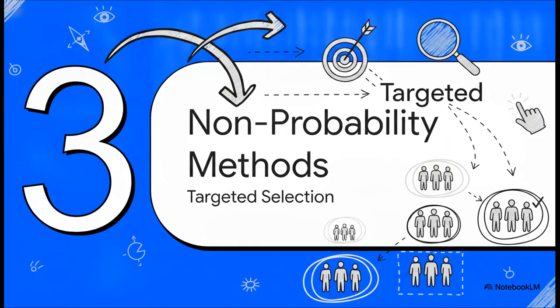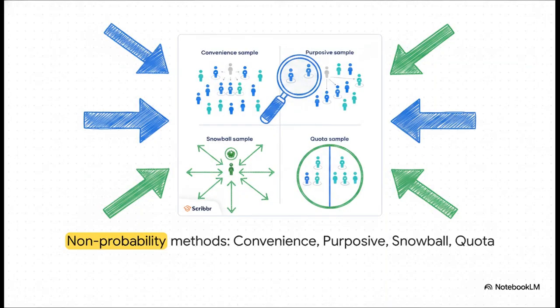Section 3, non-probability sampling methods. This is all about targeted selection. Non-probability methods flip the script completely because they are selected in a non-random way. This definitely makes them easier to pull off, but they do carry a much higher risk of giving you unrepresentative data. So what are they? Well, convenience sampling is exactly what it sounds like. It's picking subjects just because they're easy to access. Purposive sampling is when you specifically handpick subjects because they have the exact characteristics you're investigating.